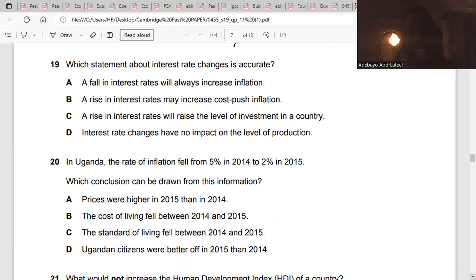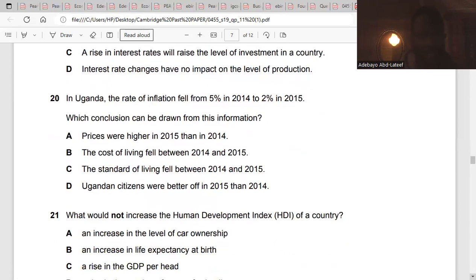A rise in interest rate will raise the level of investment in the country? No, because firms will not be able to invest as the cost of investment will be high. They won't be able to take money from the bank. A rise in interest rate may increase cost-push inflation? I think yes. Why? Because a rise in interest rate will mean that the cost of borrowing will increase. And if the cost of borrowing increases, it links to the cost of production. So as a result, firms would want to increase their prices, leading to cost-push inflation. So the answer is B.